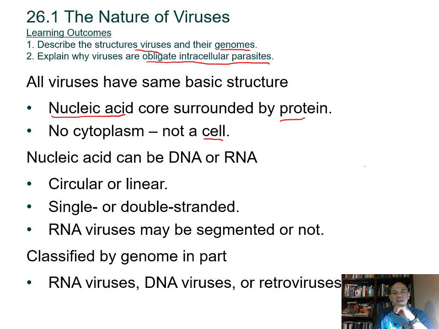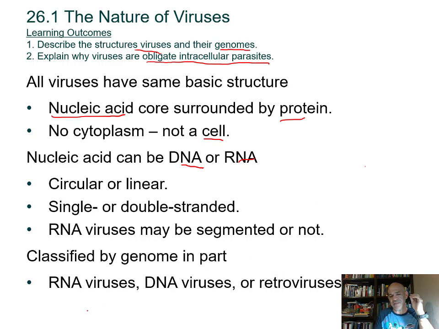Now, the nucleic acids can either be deoxyribonucleic acid or ribonucleic acid, and they can either be circular or linear. They can be single-stranded or double-stranded. Like DNA is double-stranded, RNA we learned was single-stranded. And RNA viruses can be segmented, and that just means that if it's an RNA virus and it's segmented, it's going to have more than one piece of RNA in there. I think, if I recall correctly, influenza virus has like 7 segments, 7 or 8, something like that.